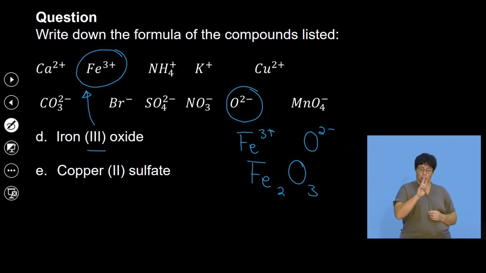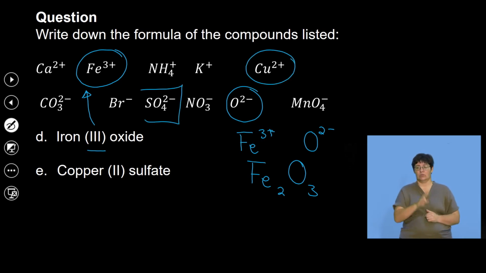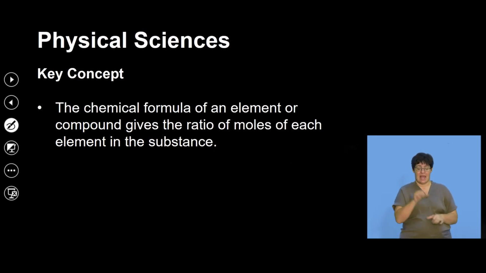And then last but not least, we've got copper 2 sulfate. That's our copper 2. And then that's our sulfate ion. Now, the 2- cancels out the 2+. What do we have there? We start with the positive according to our rules. We'll say Cu and then SO4. So that's as far as the main idea.